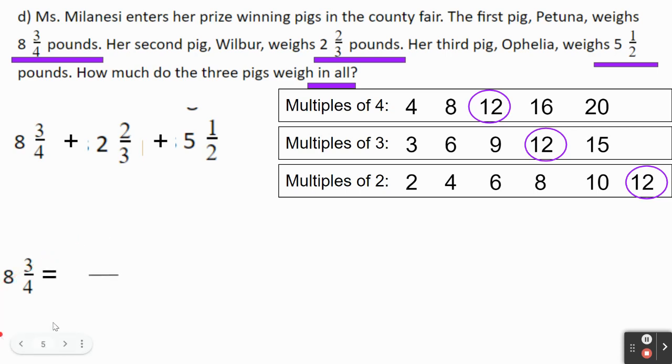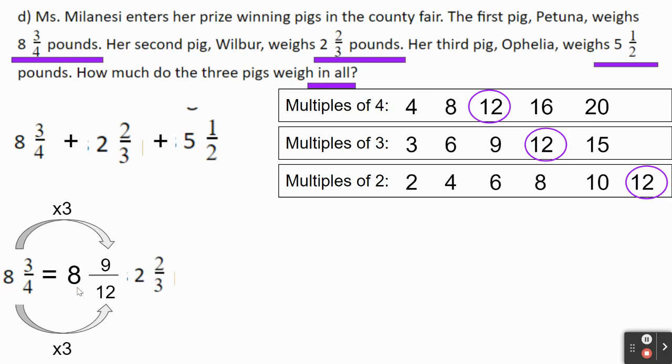So we know in this equivalent fraction, our denominator is going to be 12. Let's ask ourselves, what do we multiply by 4 to get to 12? Well, 4 times 3 equals 12. So since we're multiplying by 3 on the bottom, let's multiply by 3 on the top. 3 times 3 is 9. Remember, the 8 in our whole number is going to stay the same. So 8 3/4 is equivalent to 8 9/12.